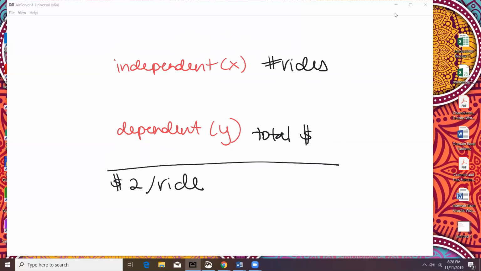If you ever get stuck, think about when you graph it. You're going to graph the number of rides on the x-axis and the cost on the y-axis. I also ask myself, like I just asked you, is total money dependent on rides, or are rides dependent on money? Which way makes more sense? That makes it more obvious too.